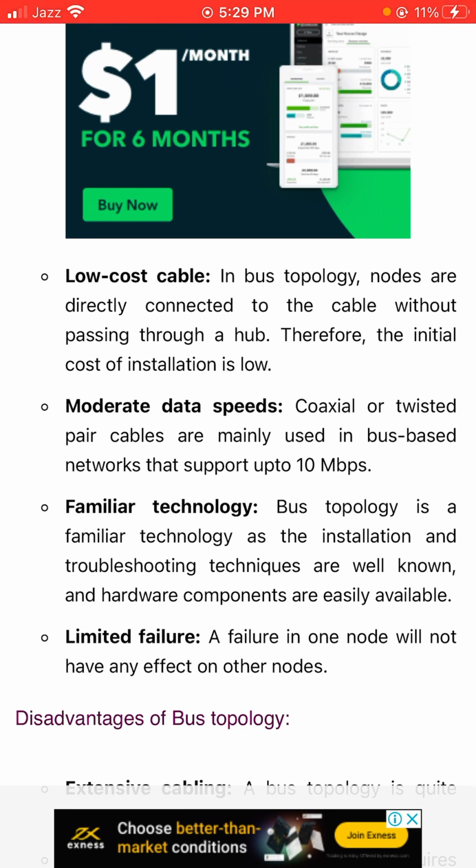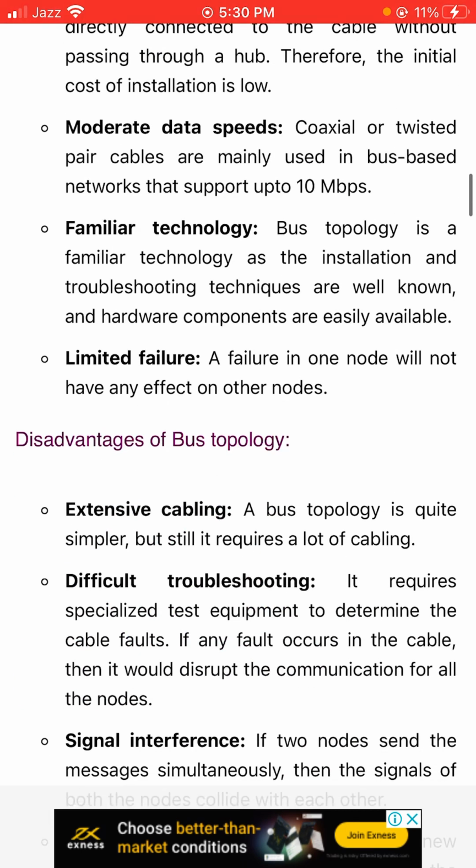Familiar technology. Bus topology is a familiar technology as the installation and troubleshooting techniques are well known and hardware components are easily available. Limited failure. The failure in one node will not have any effect on other nodes.